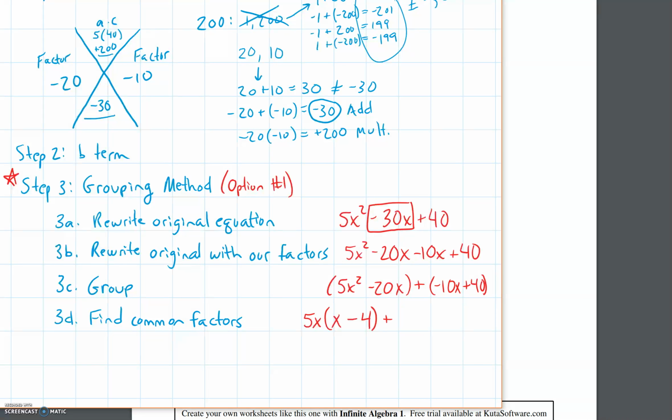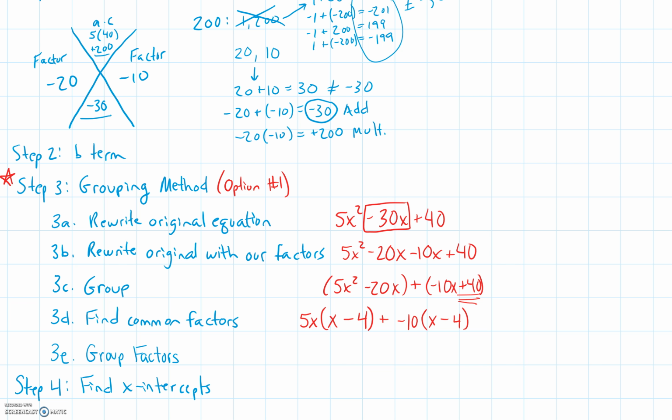Plus, now we do the next one, and we can factor out negative 10. That goes into both 10x and 40. We're going to put an x there, and then a minus 4, because negative 10 times minus 4 is positive 40. And that's exactly what we want to get if we were to distribute it back. That's how we check. Okay. So now we're at a point where we can group these factors or show the distributive property.